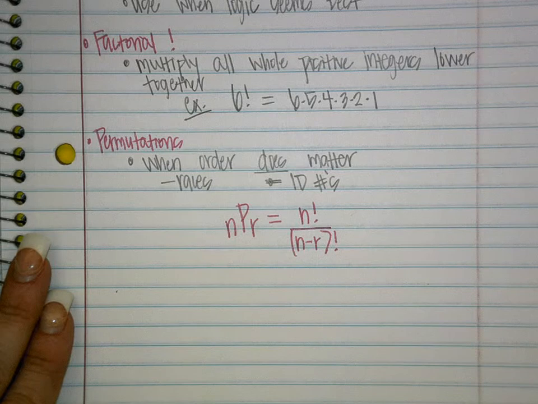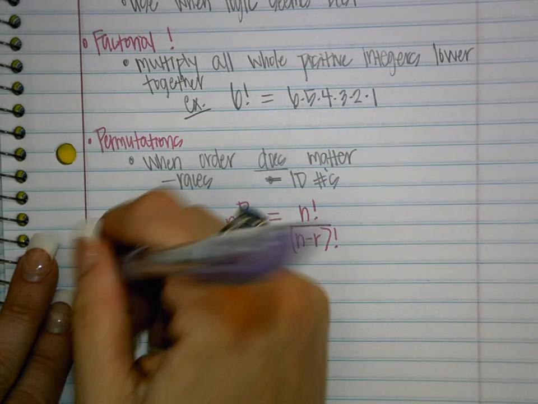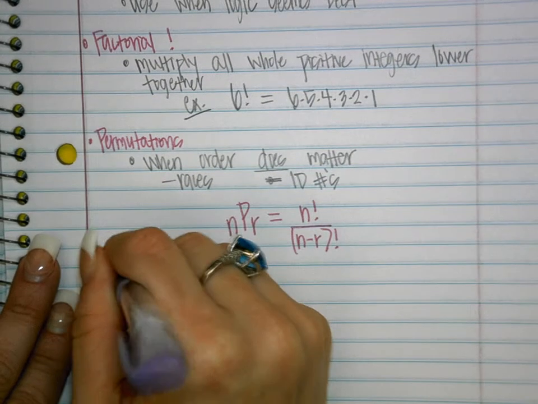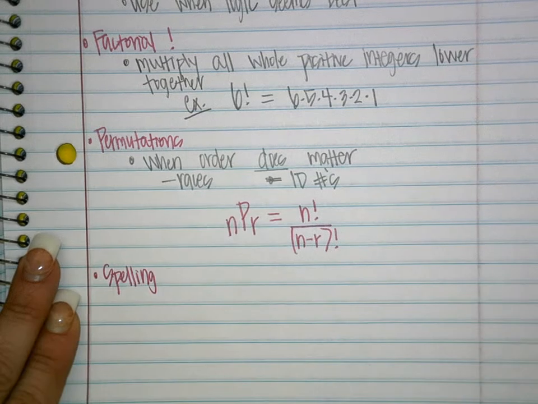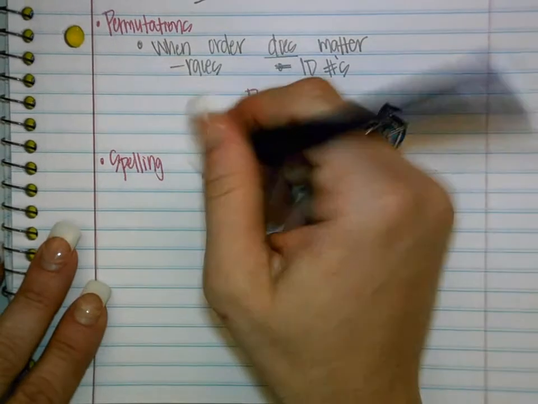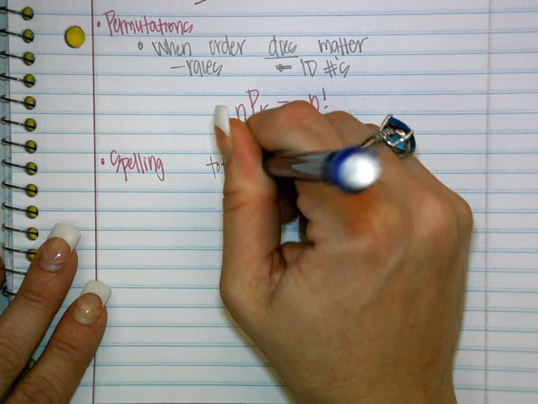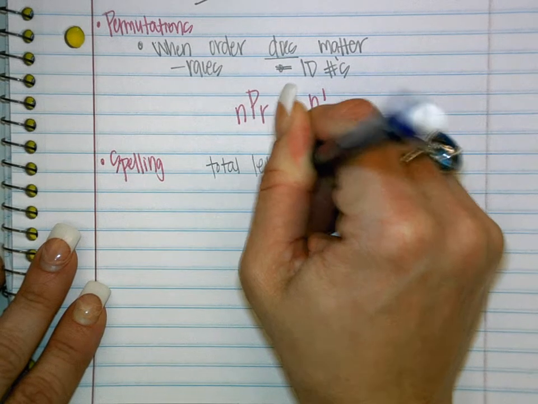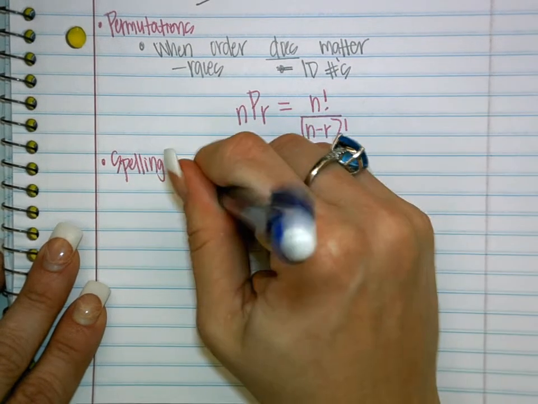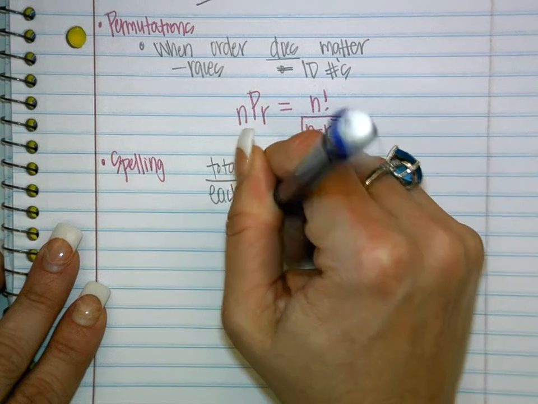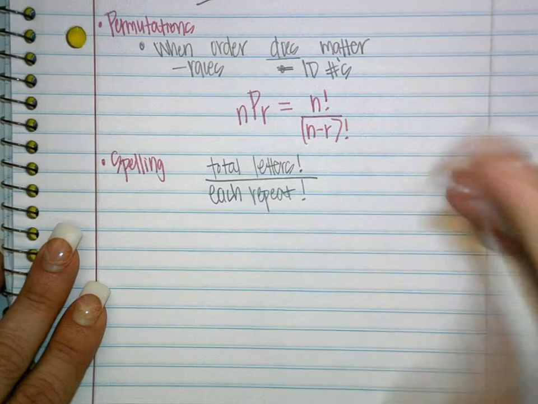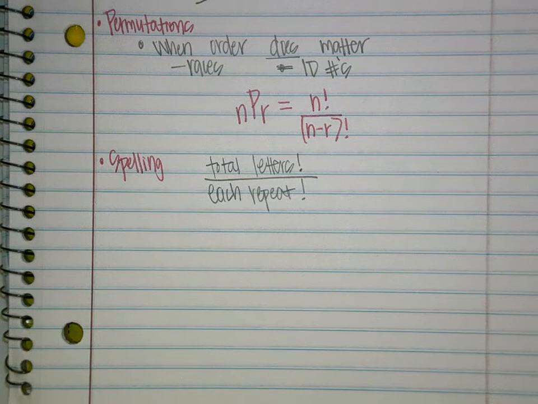n factorial divided by n minus r factorial. Those are for permutations. Next thing we went over was spelling. Whenever you're dealing with spelling, you take the total number of letters, factorial, divided by each repeat, factorial. So if you're figuring out how many different ways these letters can be arranged, you take the total number of letters, factorial, divided by each repeat, factorial.